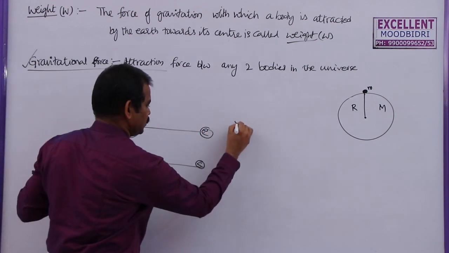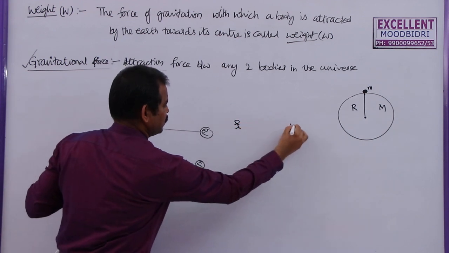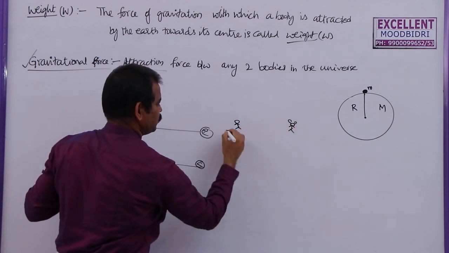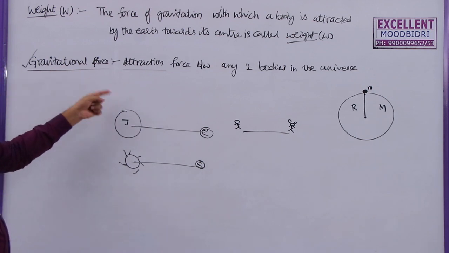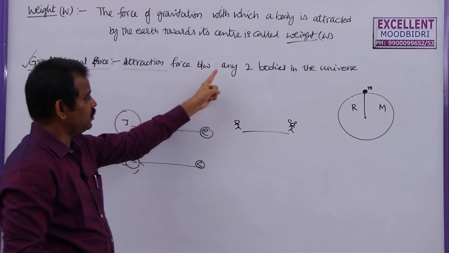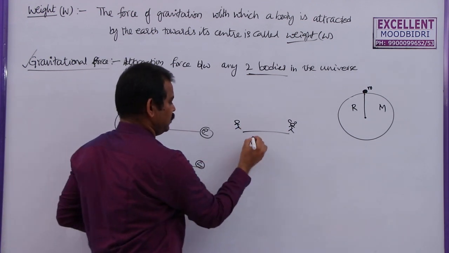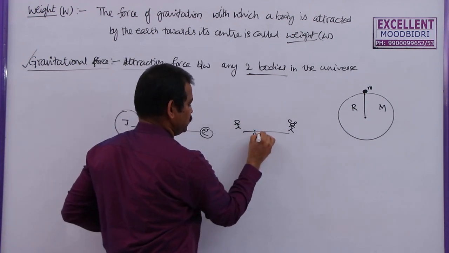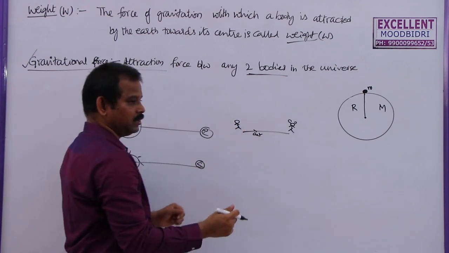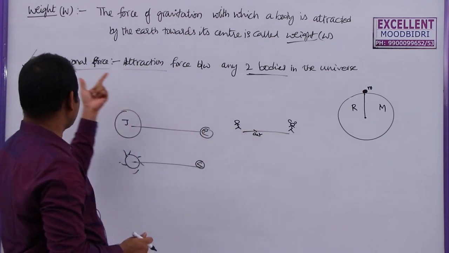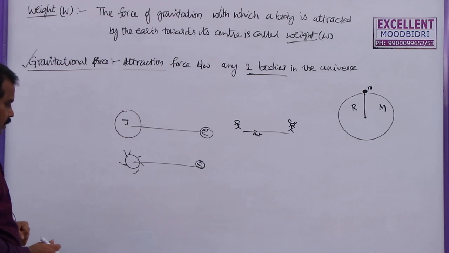If you take a person here and one more person here, the force of attraction between these two is also called gravitational force, because it is the attractive force between any two bodies. Those two bodies may be anything, between a man and an ant. So this is an ant. Between these two also there exists a force of attraction. This is also called a gravitational force of attraction only.